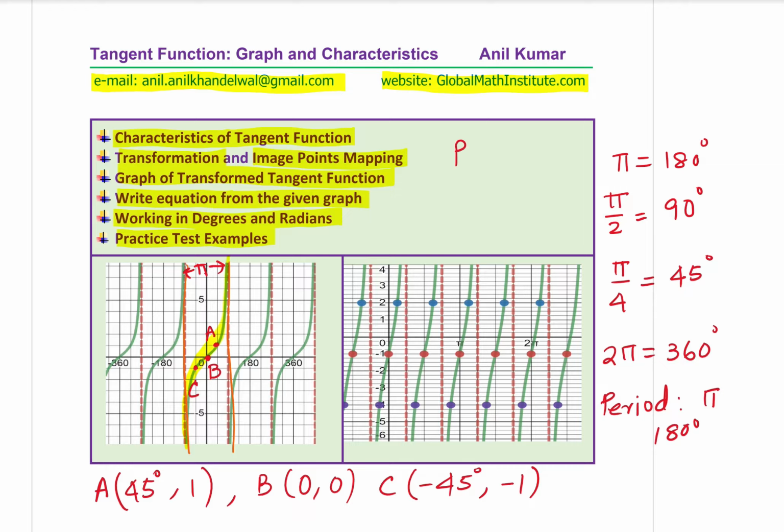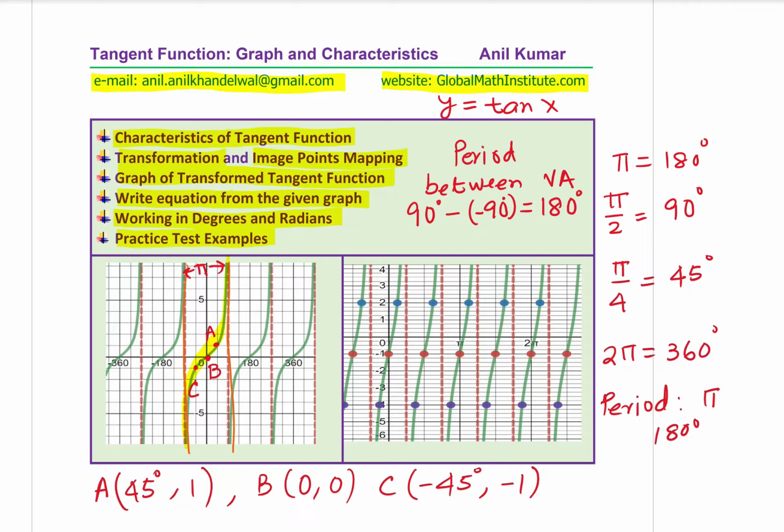So the period, let me write down here itself, is between vertical asymptotes, right? Let me write vertical asymptotes as VA. As you can see here, the vertical asymptotes are at minus 90 and 90. So it could be 90 degrees minus of minus 90 degrees. That gives you a period of 180 degrees, correct? So that is for the function y equals tangent x. So that is how you will get all the parameters for your parent function tangent x.